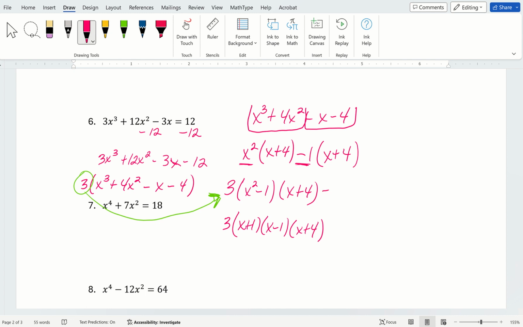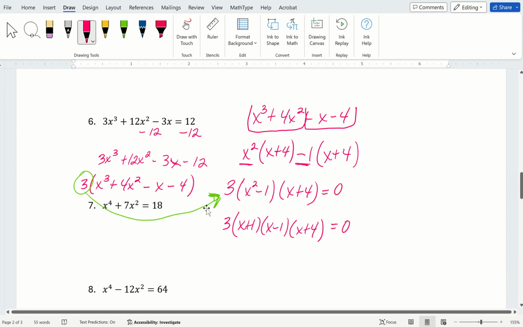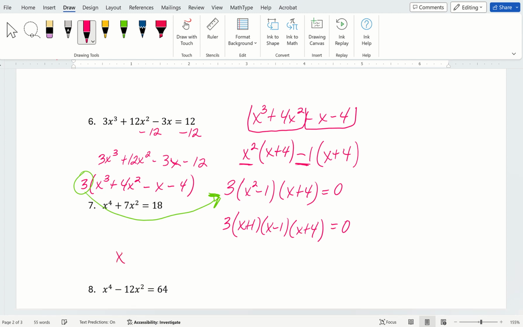And then don't forget, these are all equal to 0. So now our last step is going to be set each of these terms equal to 0 and solve for x. So x plus 1 equals 0, x minus 1 equals 0, and x plus 4 equals 0. And so our answers are x equals negative 1, x equals 1, and x equals negative 4. Those are going to be my 3 answers.